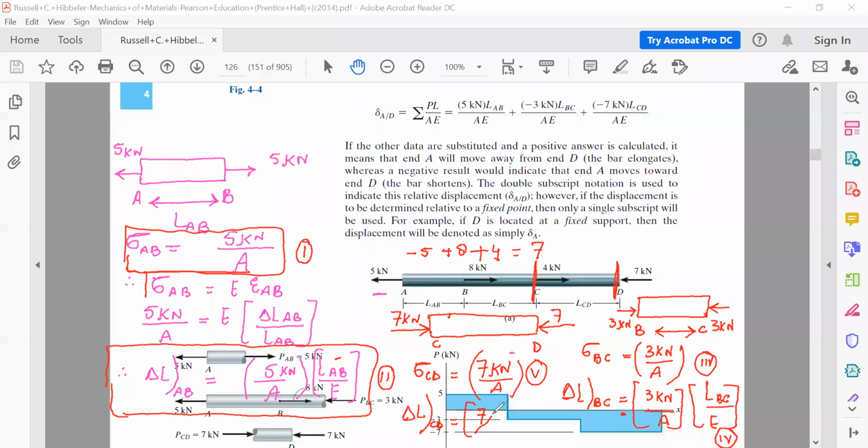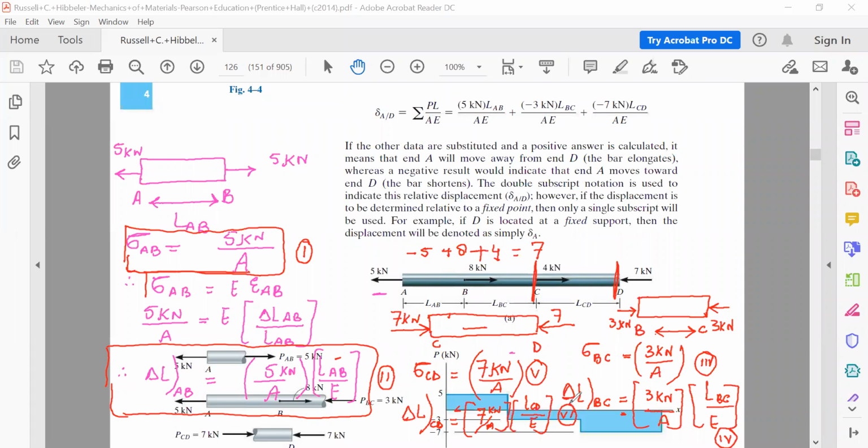So this is 7 kilonewton divided by the area, multiplied by the length of the section CD, divided by the Young's modulus of elasticity. Look at this 7 kilonewton load. It's also trying to compress the machine element, so this will also be taken as negative. Let's call this equation 6.